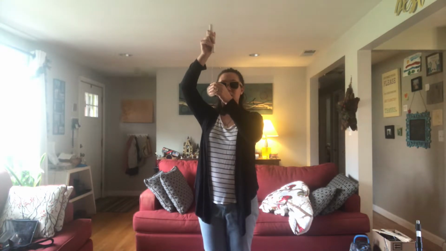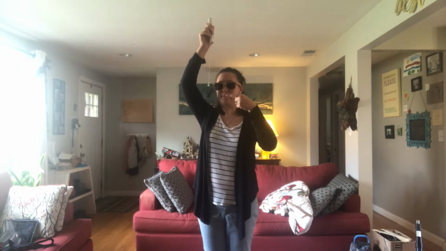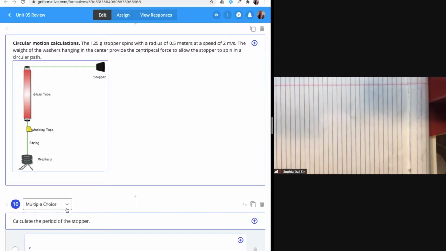And if I go at exactly the right speed with the correct radius, the weight of the washers in the center is enough to keep this in equilibrium. The weight of the washers is the centripetal force that allows it to go in uniform circular motion. Now that we know what that scenario looks like, let's see how to do these calculations.